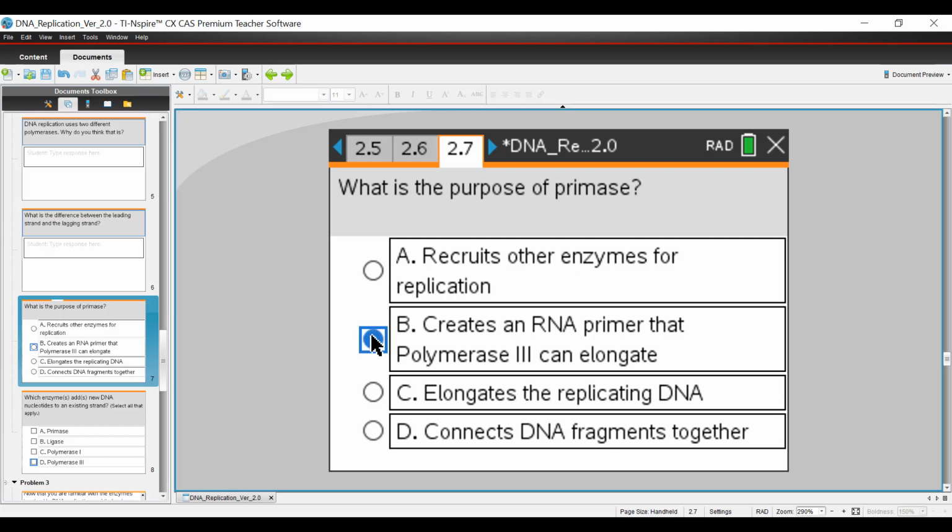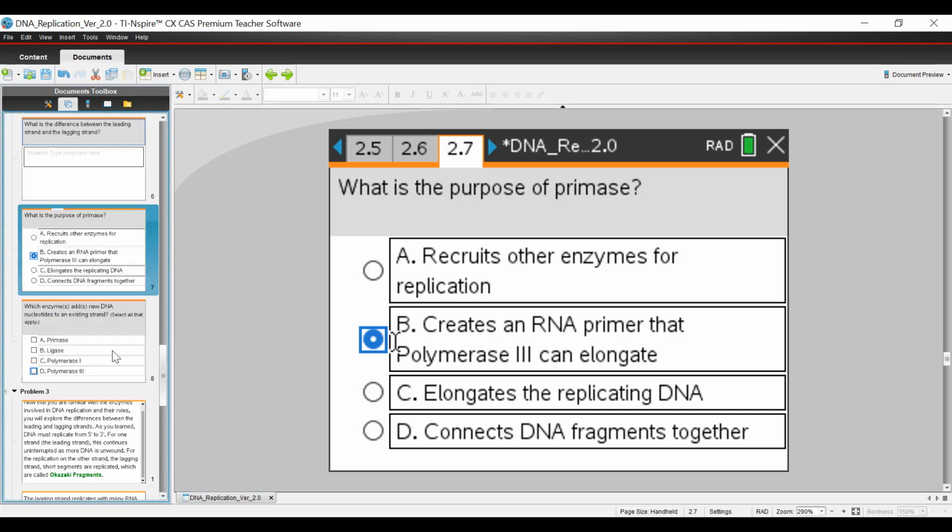So our answer, what is the purpose of primase? It creates the primer, and you can't start elongating DNA without the RNA primer. You have to have it. So primase makes the primer, it gets added to the template strand, and polymerase 3 takes it from there. Once elongation happens, the RNA primer gets taken out, and then remember polymerase 1 comes in and puts in a nucleotide to replace that primer. A chunk of DNA, rather.